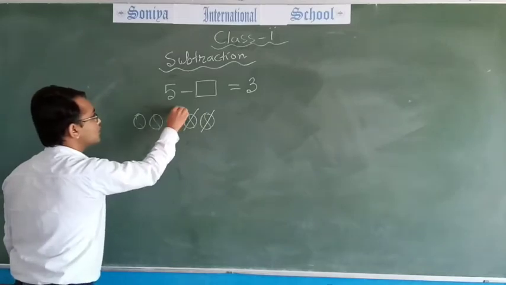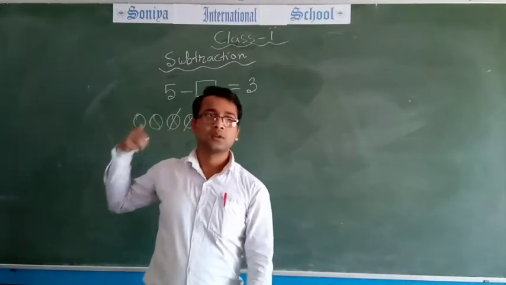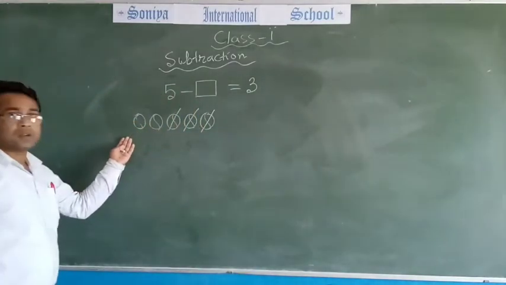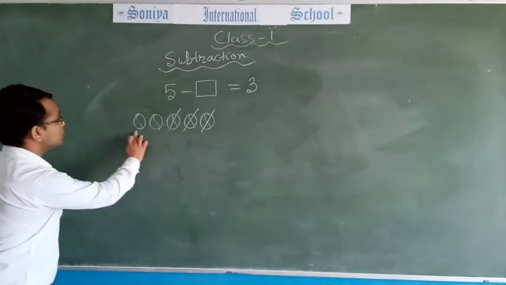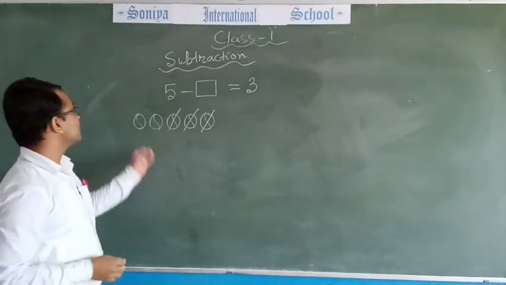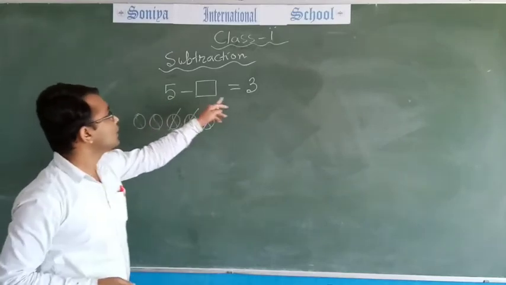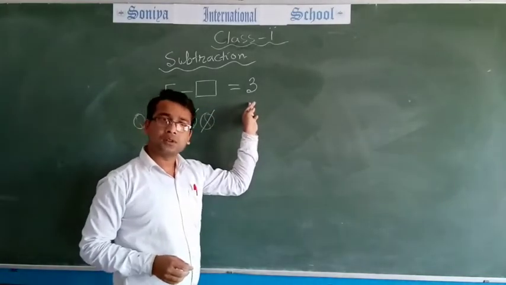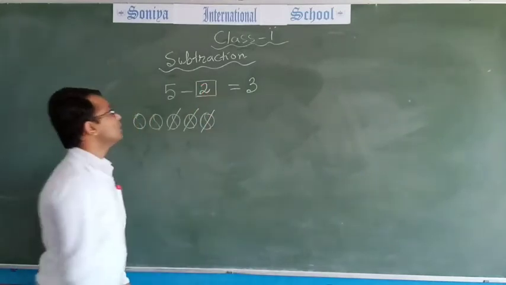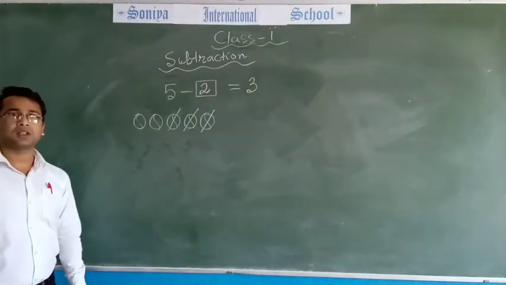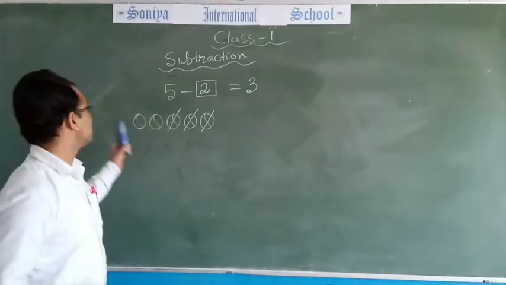1, 2, 3. How many balls left? Let's count. 1, 2. Then the answer is 2. That means 5 minus 2 is equal to 3. Another example.